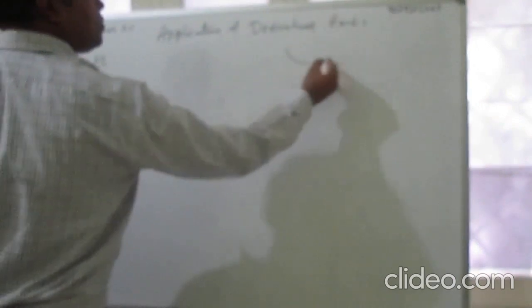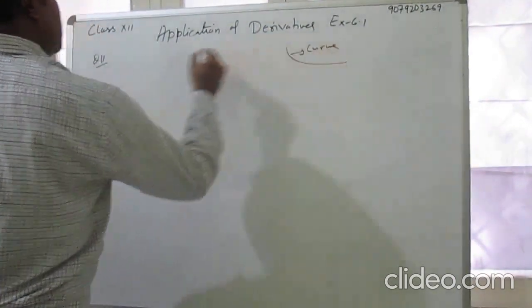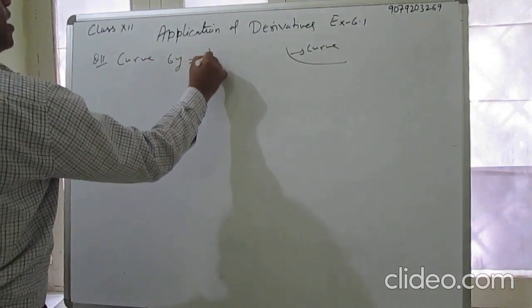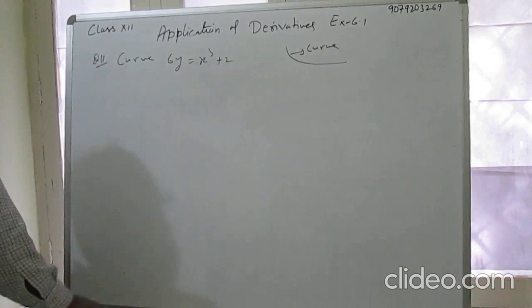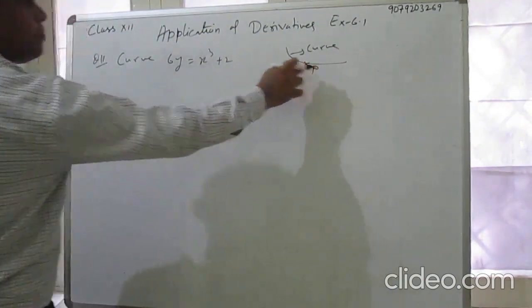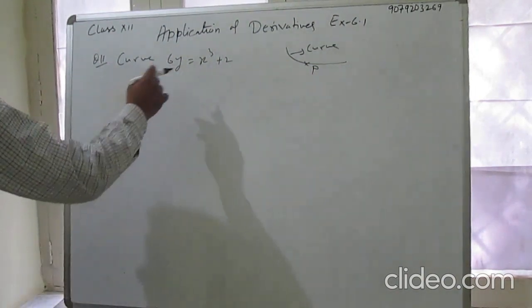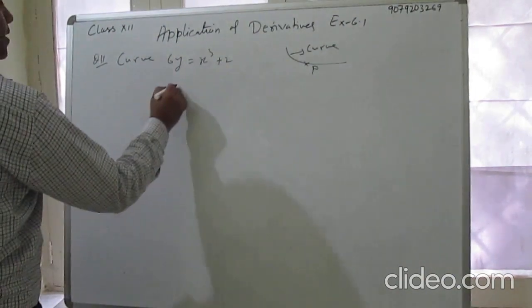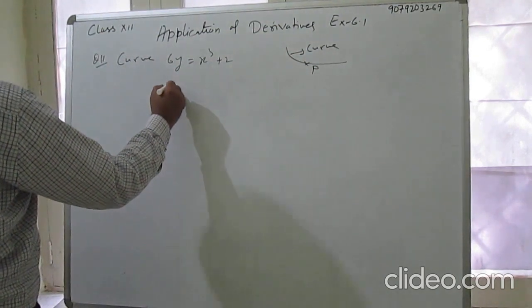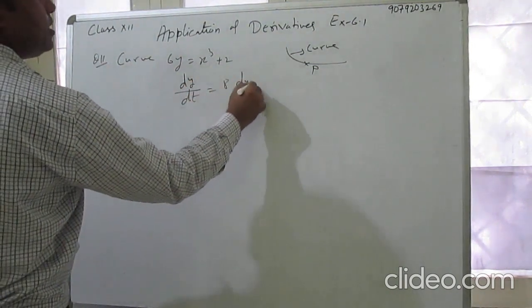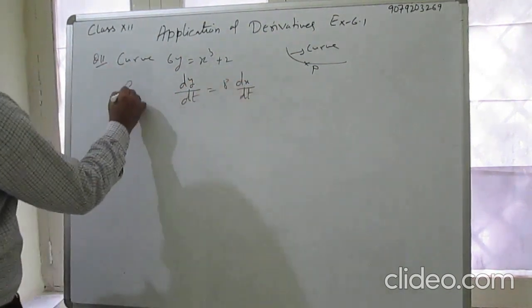Question 11. A particle moves along the curve. The curve is given to you: 6y is equal to x cube plus 2. You have to find the point on the curve if the y coordinate is changing 8 times as fast as the x coordinate. dy/dt is equal to 8 times dx/dt. This is given to you.